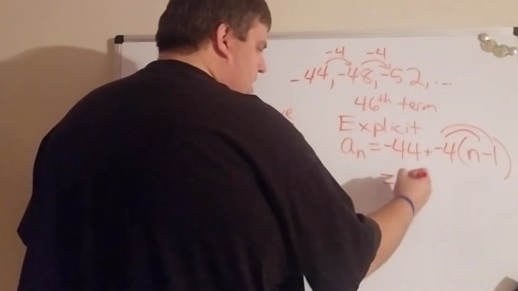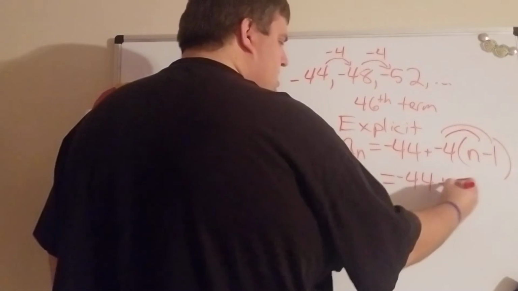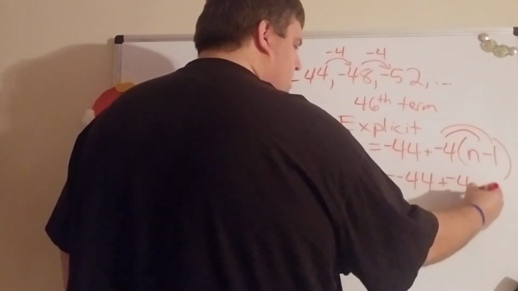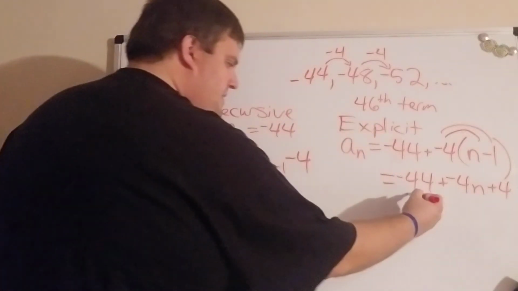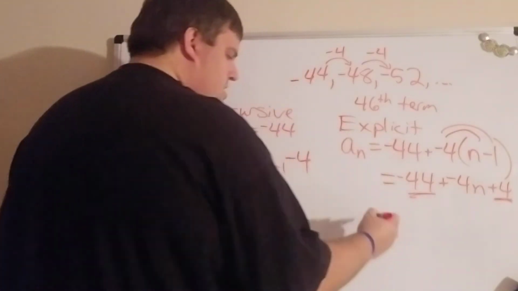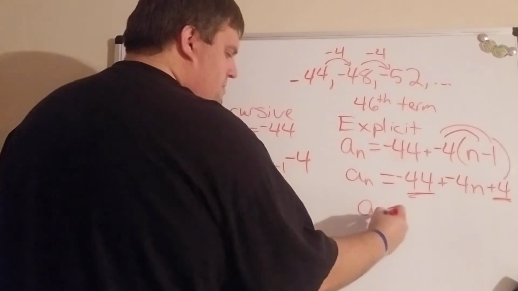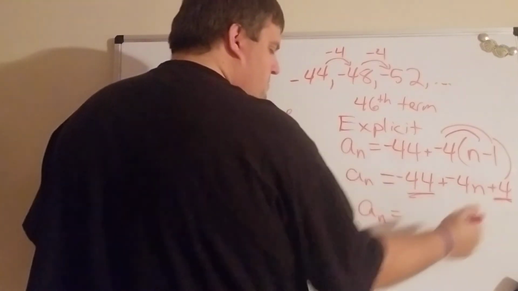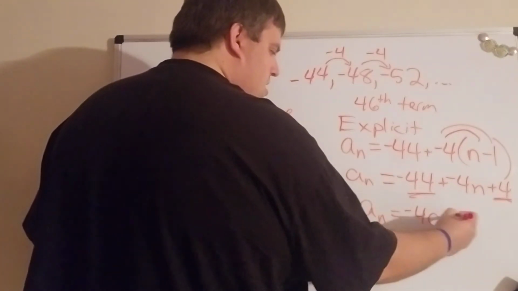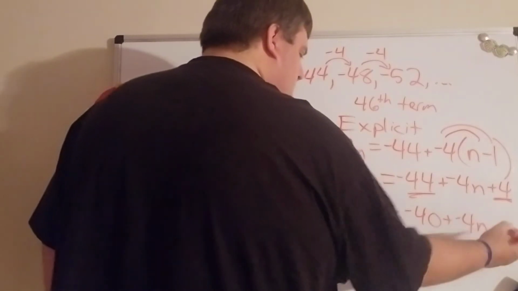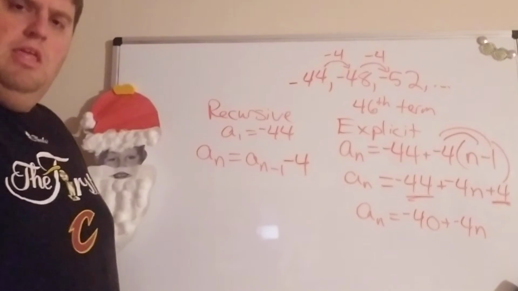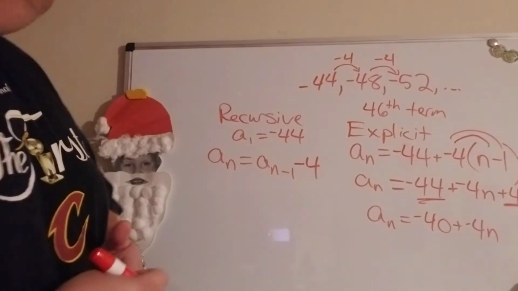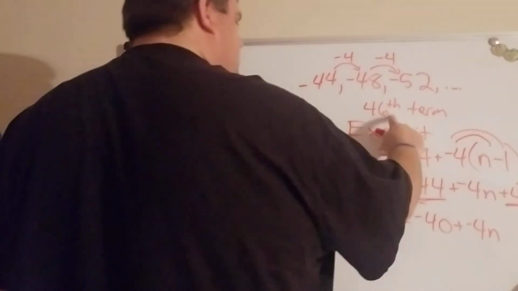So that's going to be negative 44. Negative 4 times n is negative 4n. Negative 4 times negative 1 is plus 4. And then those are going to be like terms. So a sub n equals negative 44 plus 4, which is negative 40, plus negative 4n. That's going to be our explicit formula. And that one obviously is going to be the one that can help us with this 46th term.